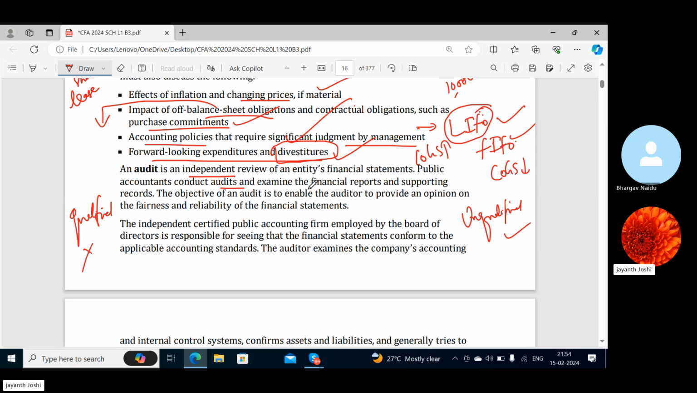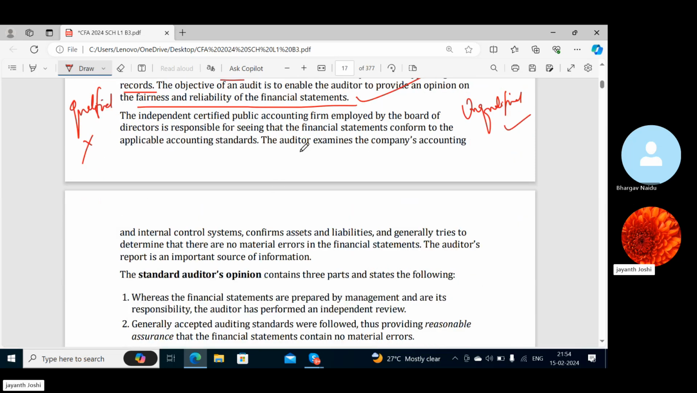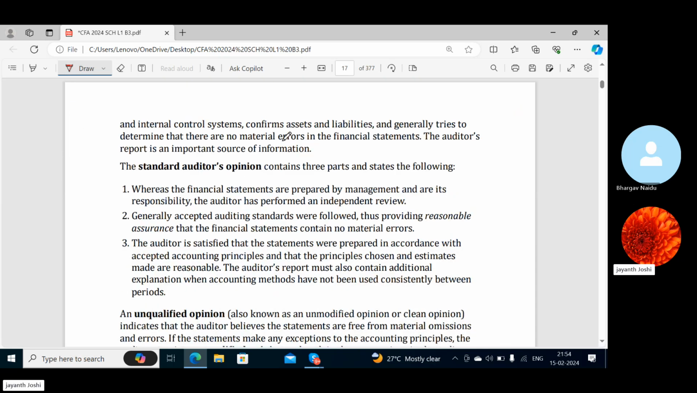Public accountants conduct audits and examine the financial reports and supporting records. The objective of an audit is to enable the auditor to provide an opinion on the fairness and reliability of the financial statements. An independent CPA firm like Deloitte, KPMG, and Ernst & Young, employed by the board of directors, is responsible for seeing that the financial statements conform to the applicable accounting standards. First and foremost, without standards the statements have no authenticity. The auditor examines the company's accounting and internal control systems, confirms whether the assets and liabilities shown in the books really exist or not, and generally tries to determine that there are no material errors in the financial statements.